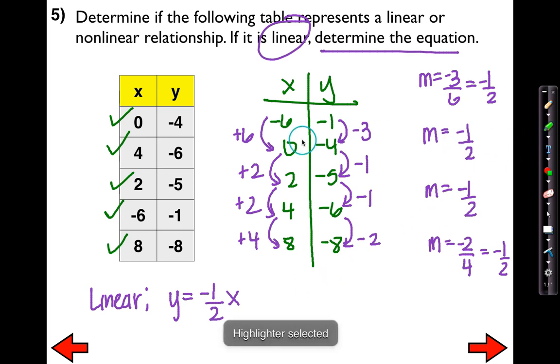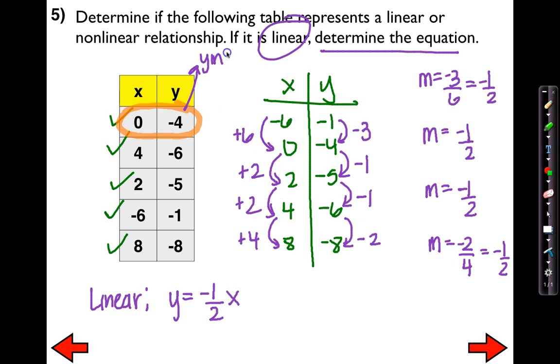And guess what? I already have enough information. Within this table, I was given the y-intercept. The y-intercept is (0, -4). Therefore, I know that b is -4. So all I have to do here is put -4.